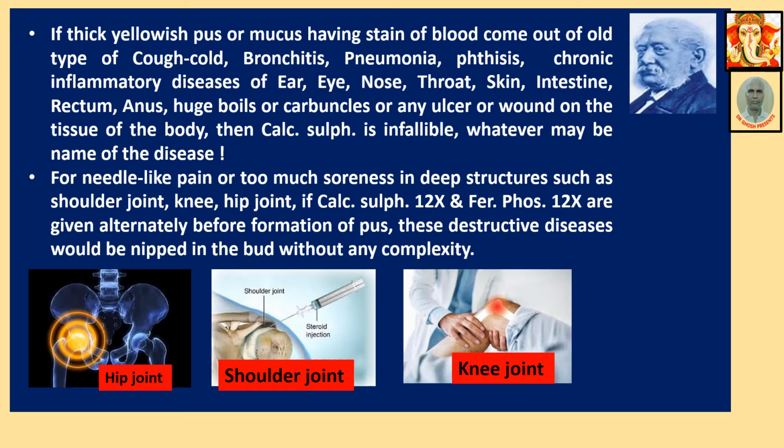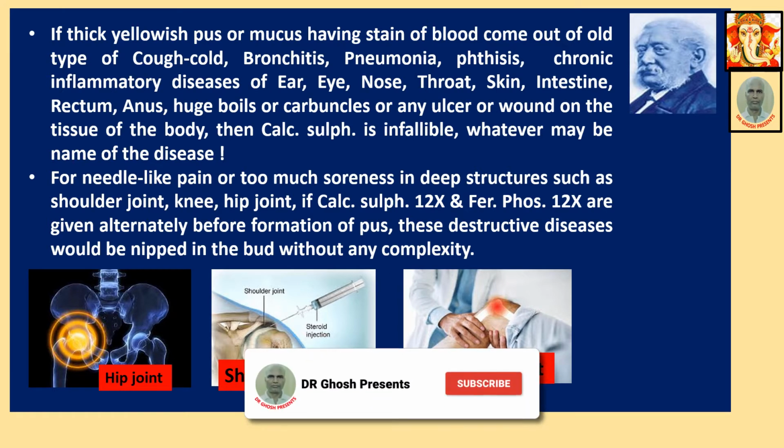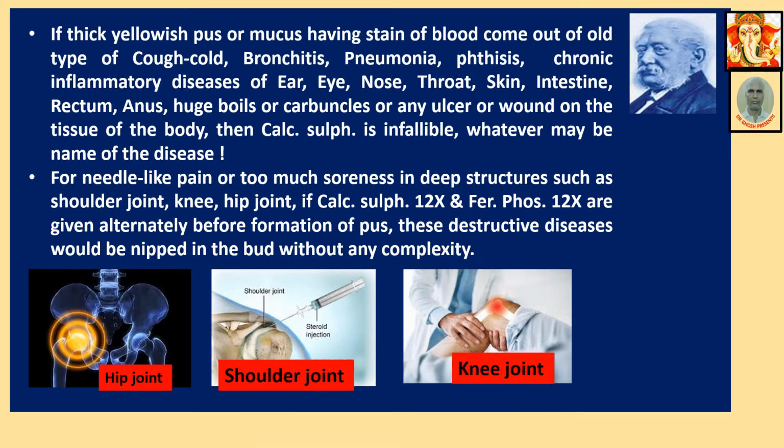If thick yellowish pus or mucus having a stain of blood comes out of old type of cough, cold, bronchitis, pneumonia, phthisis, meaning actually tuberculosis, chronic inflammatory disease of ear, eye, nose, throat, skin, intestine, rectum, anus, huge boils or carbuncles, or any ulcer wound on the tissue of the body. Mind this, any. Characteristic is only that there must be yellowish thick pus or mucus with blood stain. Then, in all these cases, Calcarea Sulph is infallible. Whatever may be the name of the disease, you need not be worried about the name of the disease.